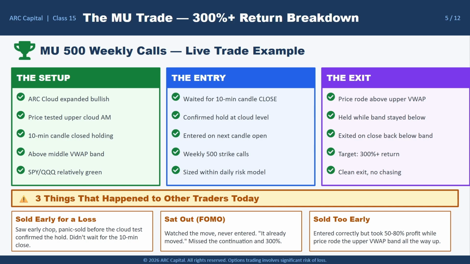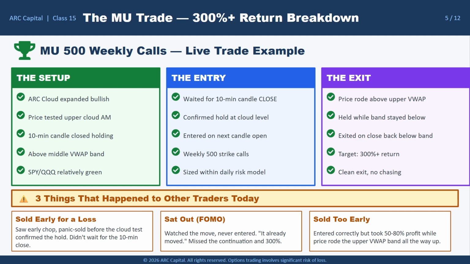The entry: we waited for the 10-minute candle to close, confirmed a hold at cloud level, entered on the next cloud open, weekly 500 strikes, size within our daily risk model, of course. The exit was as price was riding above the upper VWAP, held the band, exited on the close back below the band. I'm going to show you guys the exit in a second. That's the VWAP.